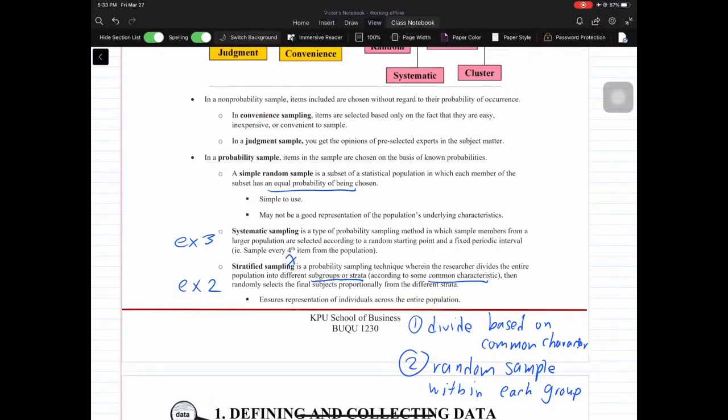The next type of probability sample is stratified sample. Stratified sample is when we divide the population into subgroups, and each subgroup has common characteristics. Then within each subgroup, we randomly sample. In example 2, we have an example of stratified sampling. So we're going to go through that right now.